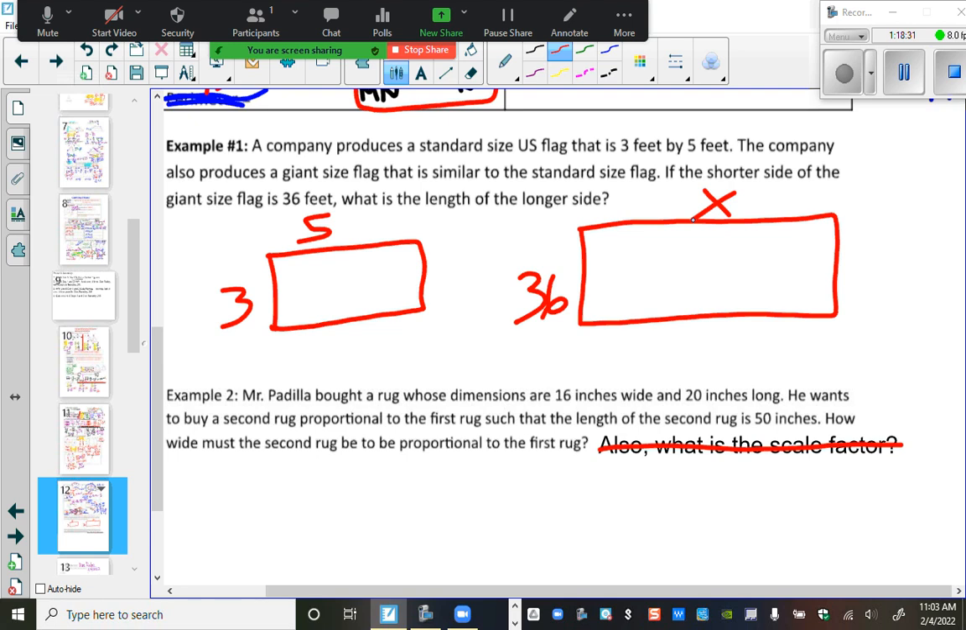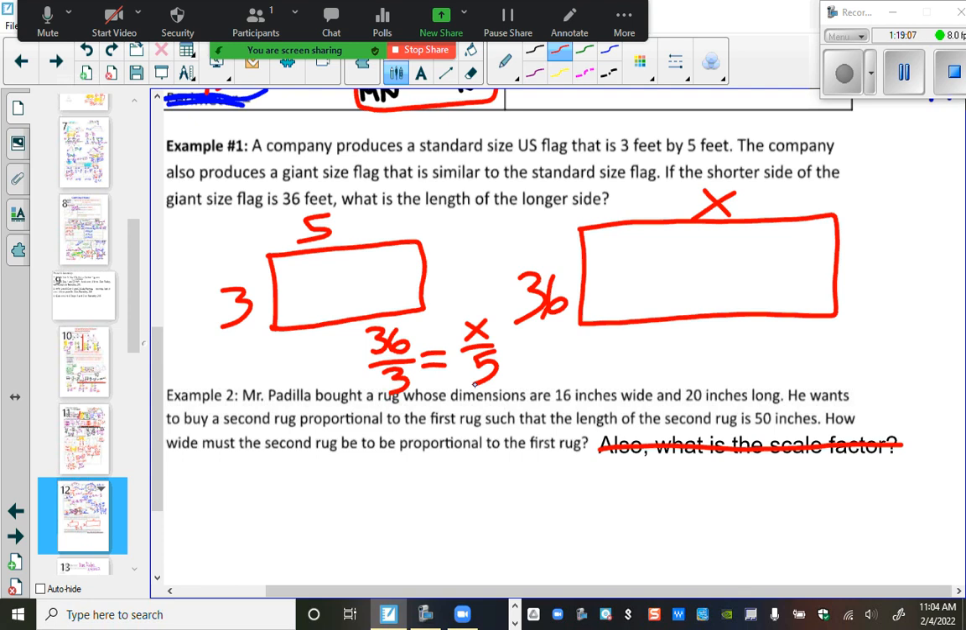All right. So now, who would like to tell us how to set up our proportion? How can we set up our proportion given this problem? A couple ways we could do it. 36 over 3 and X over 5. Okay, you can do that. Then it said 36 over 3, X over 5. That is one way you can do that. Very good. Anybody else? Any other options?